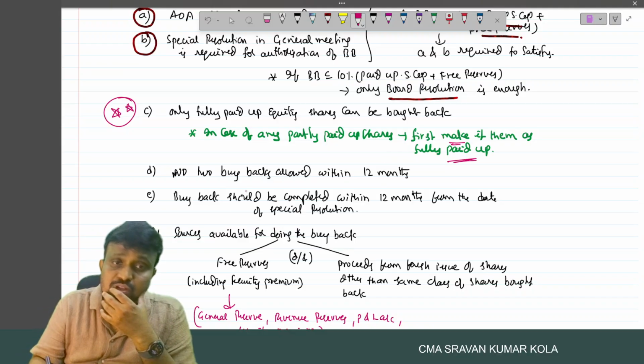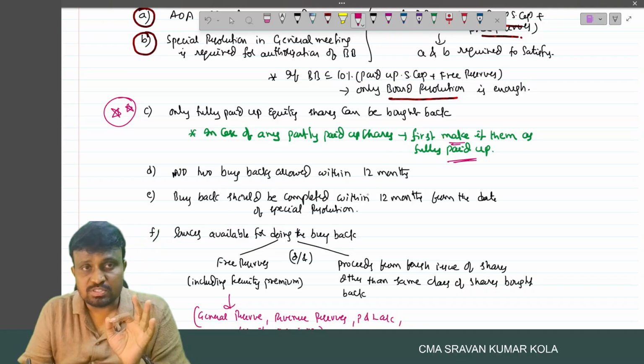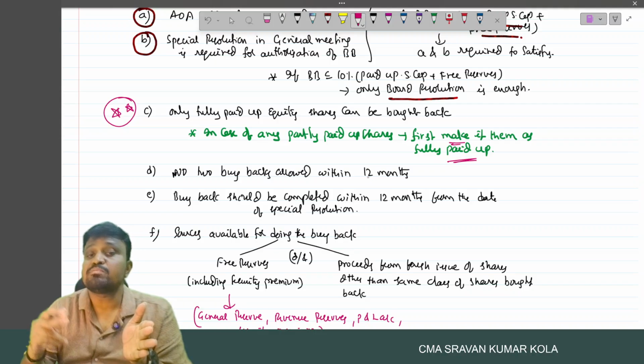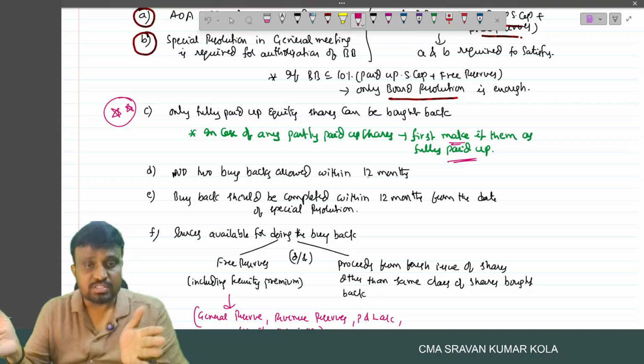Another condition is that no two buybacks are allowed within 12 months. So if one buyback is completed, then from the completion date of that buyback, another buyback is not allowed within 12 months.